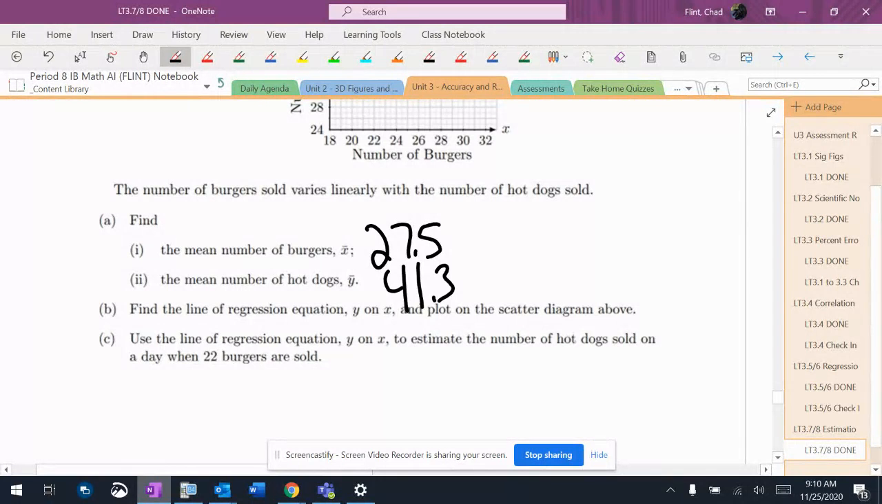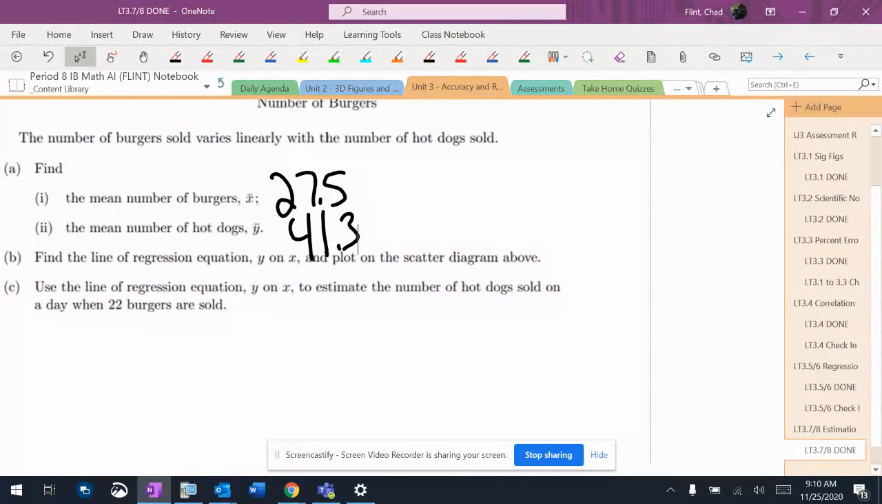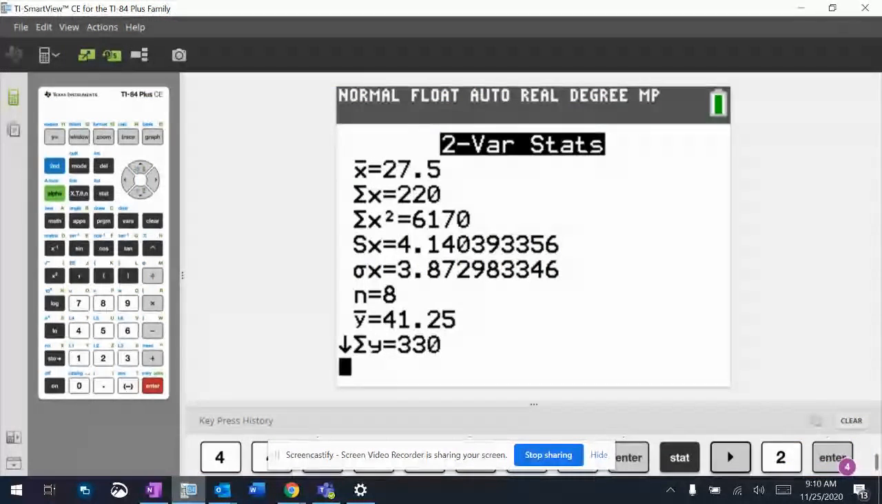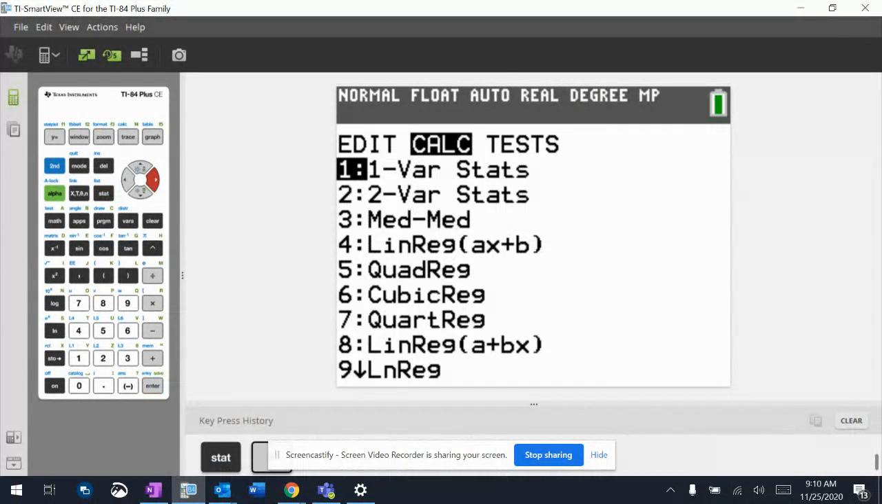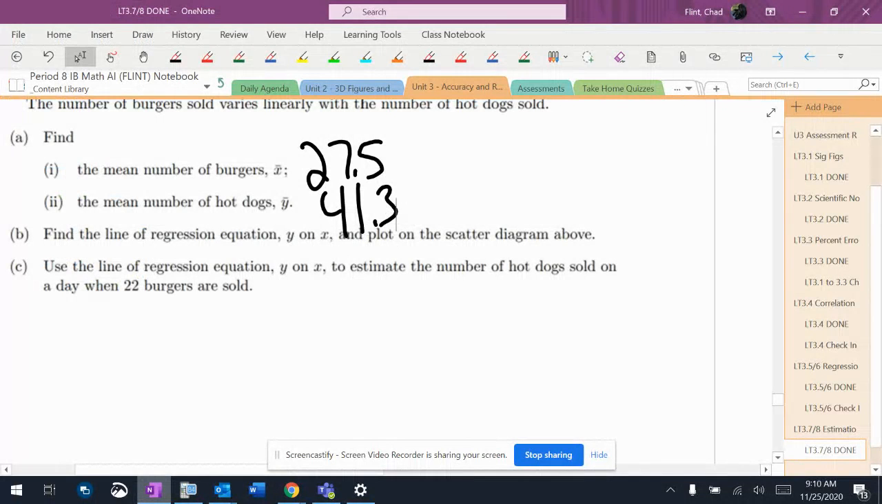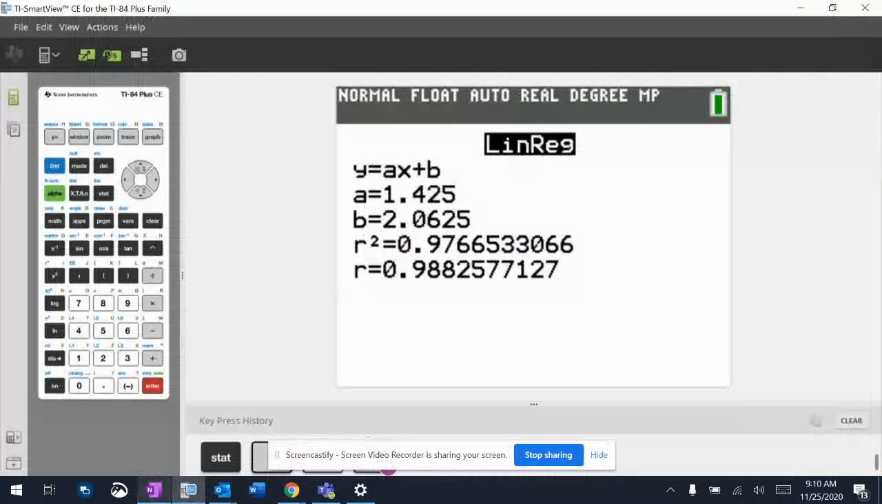So it says find the regression equation and plot it on the scatter plot above. This is where I have to be careful. I'm going to find the regression line just like I normally do. I'm going to go to my calculator, and I'm going to hit stat, calculate, number 4. And it gives me that right there. So my regression equation is y equals 1.43x plus 2.06.